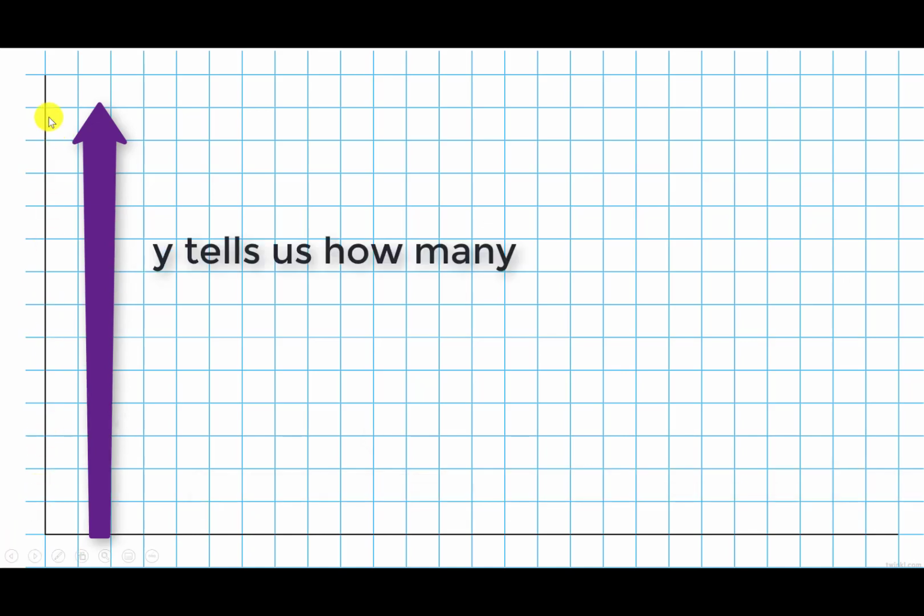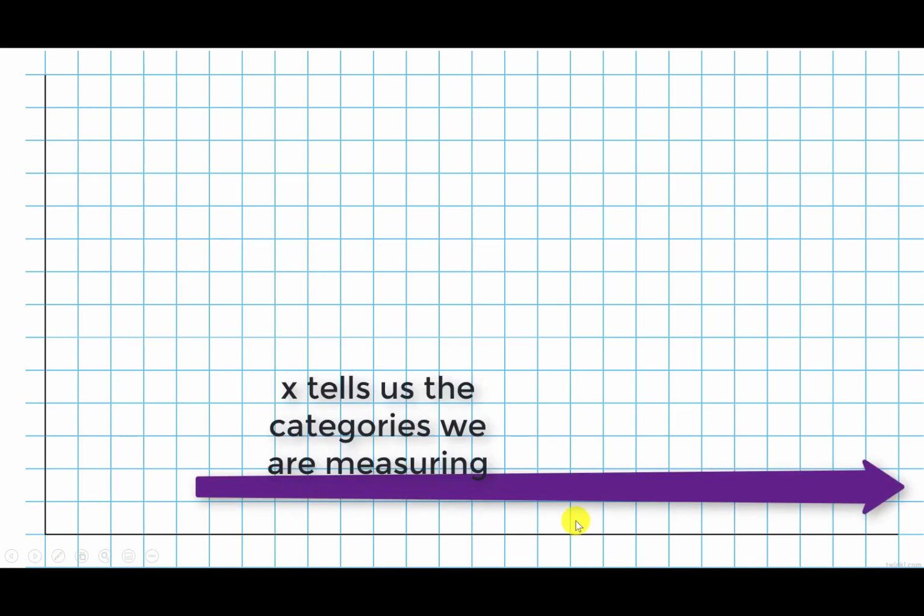Our Y-axis is usually the axis that shows the measurement of something. So it will tell us how much of whatever it is that we're representing. And the X-axis is usually the different categories.